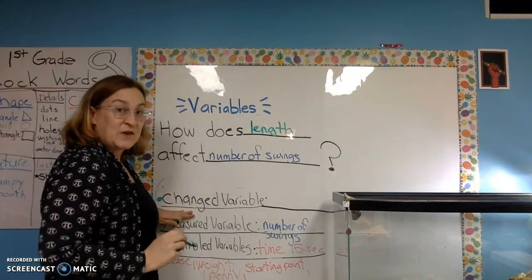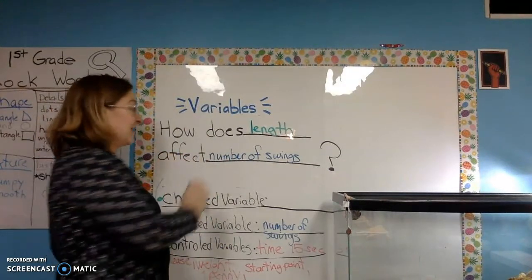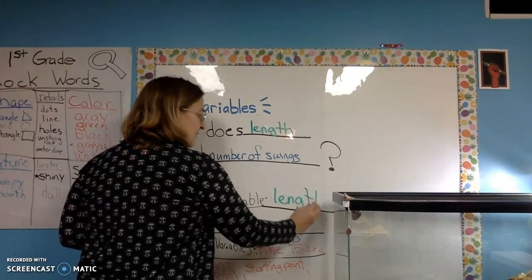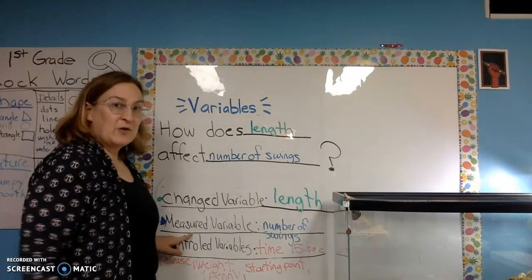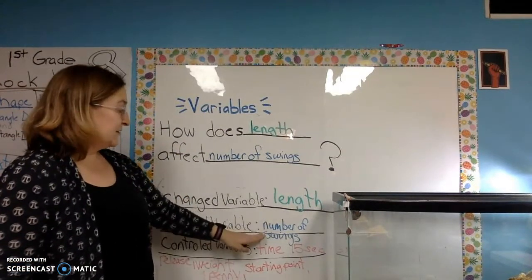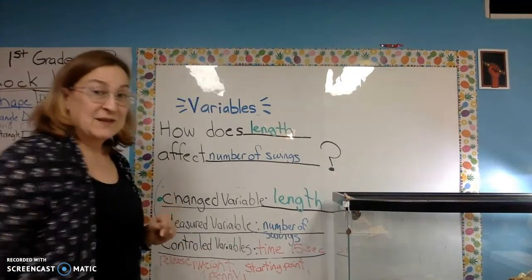Our changed variable, the one we are purposely changing, Miss Bush took time to measure and change it, is the length of the pendulum. Our measured variable, that's our measured outcome, has not changed for all of this. It is the number of swings. And our control variables, there are a lot now to make this a fair test.